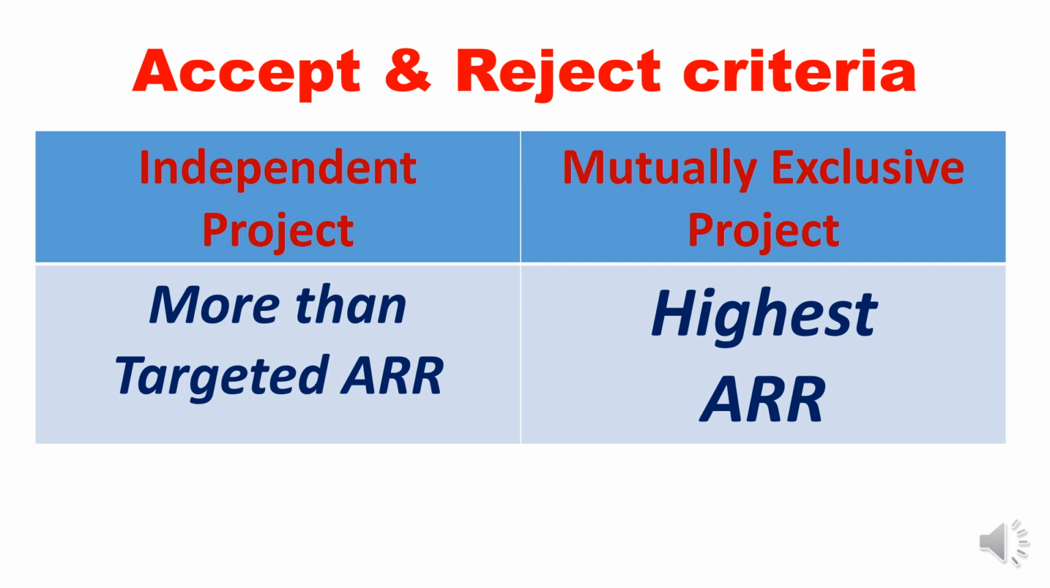In case of mutually exclusive projects, in the sense that two, three or four projects are competing with each other, you have to select only one project. In that case, whichever project gives you higher ARR should be accepted. This is a precise way of remembering the accept and reject rule.